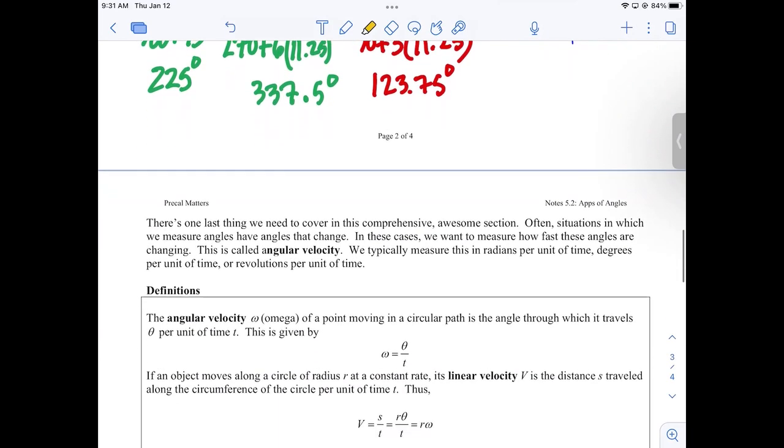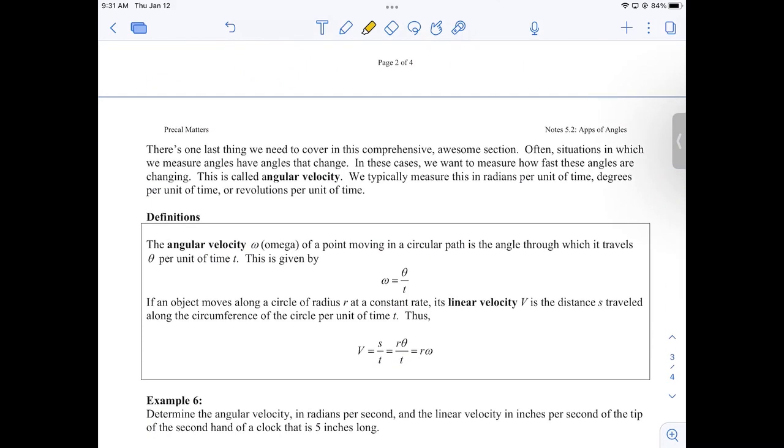All right. Here's one last thing that we need to cover in this comprehensive, awesome section. Often, in situations in which we measure angles, we have angles that change. Okay, so we started talking about distances back in the day, right? This is so many feet long. But when you start talking about how fast those distances change, like things moving, you're talking about velocities. So stagnant quantities are fun to work with, but in the real world, most things change. And that's really what calculus is about. It's the study of change. Well, if we measure how fast these things change with respect to time, that's how we can get velocity.